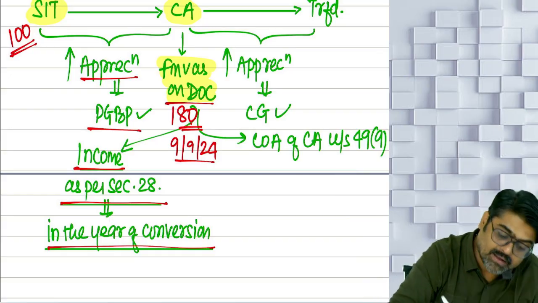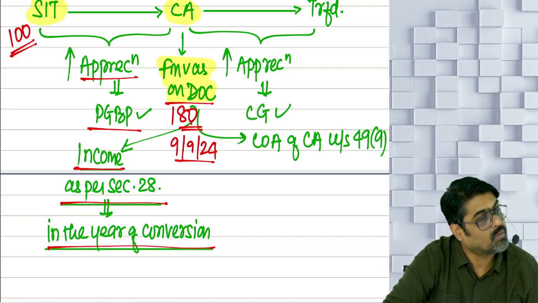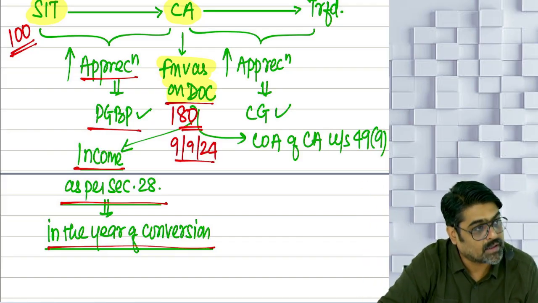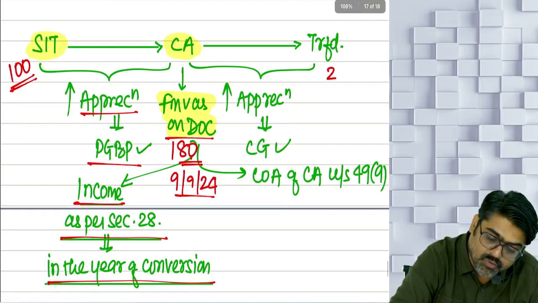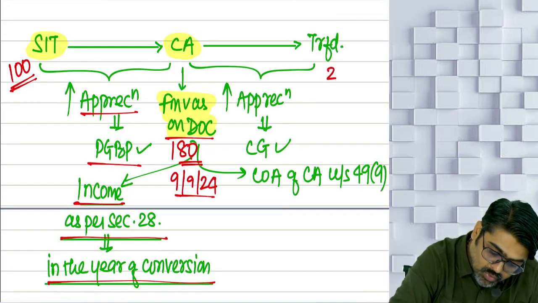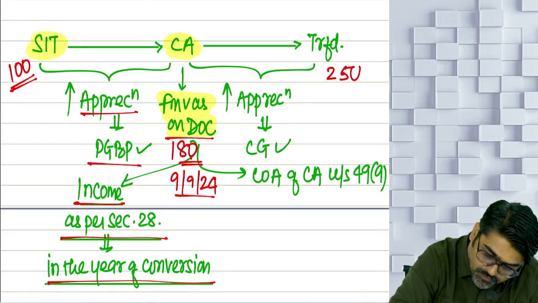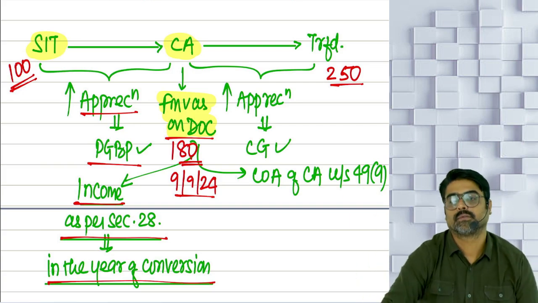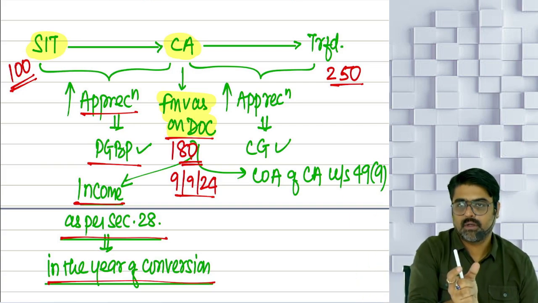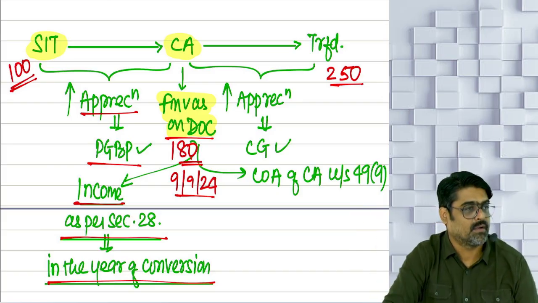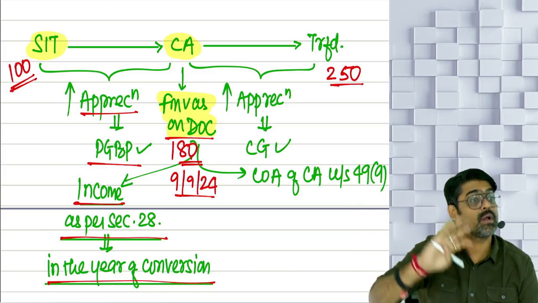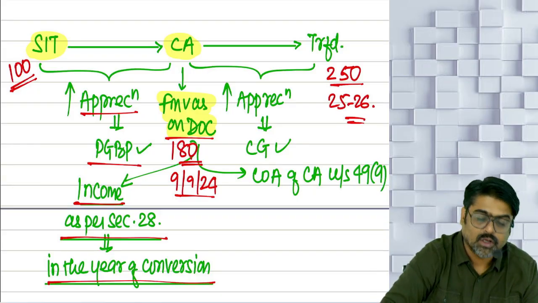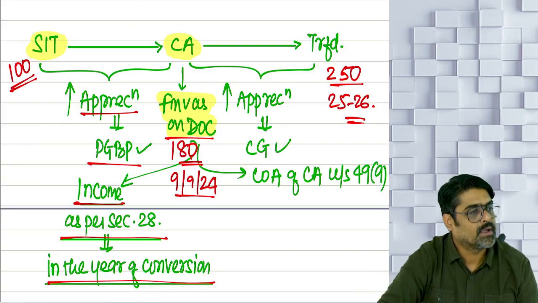Now at the time of conversion, the value was 180. Now these shares in the future you are selling as capital asset. So whenever you sell, for example, you are selling the shares for 250. Now what are you selling? Shares as a capital asset. So you are transferring a capital asset, for how much? You are transferring it in 25/26. So in 25/26 you are going to calculate your capital gain.